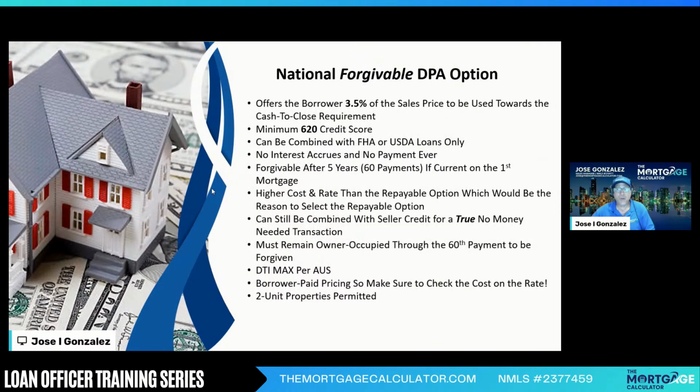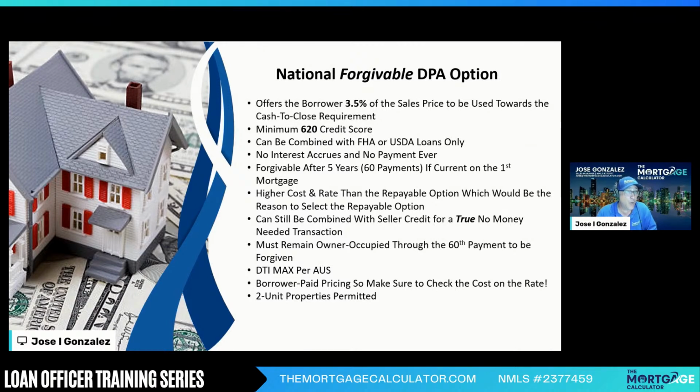So let's break down the options here now. Let's talk about our national forgivable DPA option. Now, the forgivable DPA option offers a borrower 3.5% of the sales price to be used towards the cash to close requirement. And it can be, depending how you structure the deal. Remember, if you got seller credit as well or interested party credit from the realtor, that 3.5% may cover the whole amount. That would be the down payment if you got the closing costs covered.